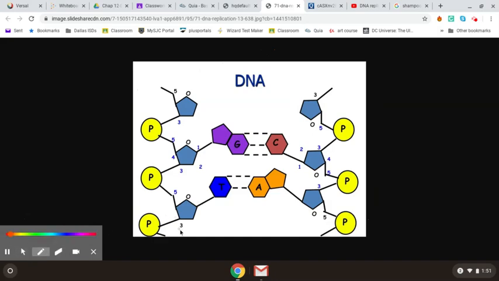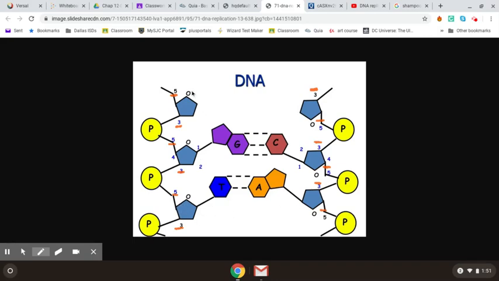Carbon number 5 is at the top. And over here, carbon number 3 is at the bottom, carbon number 5 is at the top. On this side of the DNA, on the opposite side of the DNA, the other complementary strand, the 3 is at the top and the 5 is at the bottom.